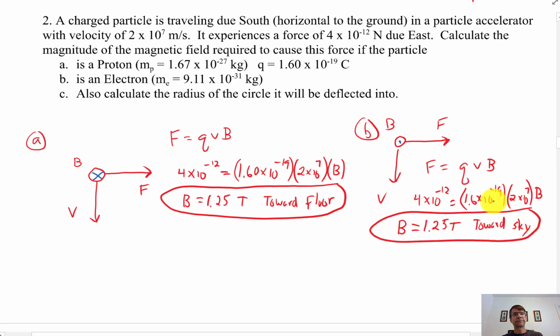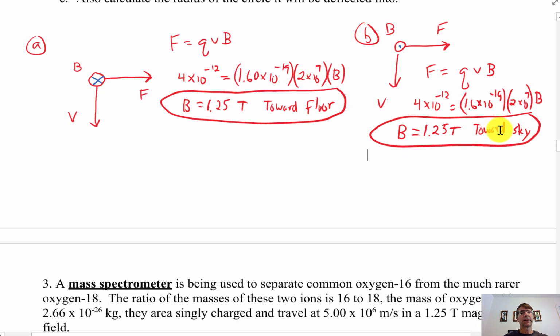Same answer. But now it gets a little bit more difficult. Part C. Calculate the radius of the circle it will be deflected into. All right, well, because the force is at right angles, it deflects it into a curved path, into a circular path, such that F sub E equals F sub C. And if you go back, F sub E is QvB, that's what we were just doing.